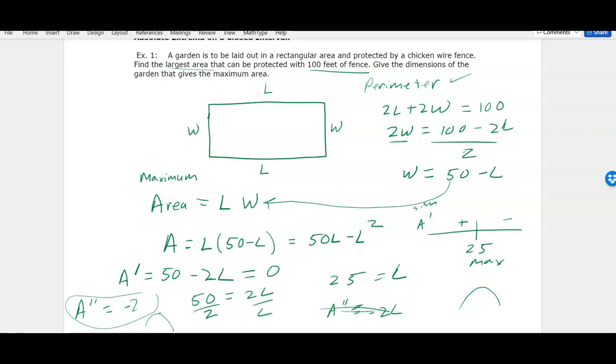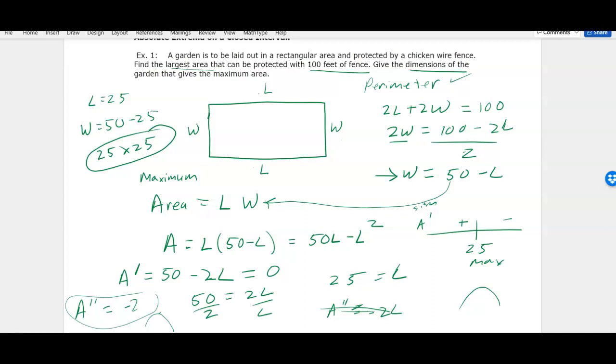And as I said before, at the endpoints, if L is 0, W is 50. And if L is 100, W is 0. Those are minimums. You get an area of 0. So you don't need to consider the endpoints so much there. And what I get is L is 25. But if L is 25, what am I asked for? Give the dimensions. So I want length and width. I go back here for my width. Width is 50 minus 25. So I get a 25 by 25. I get a square would be the optimal area.